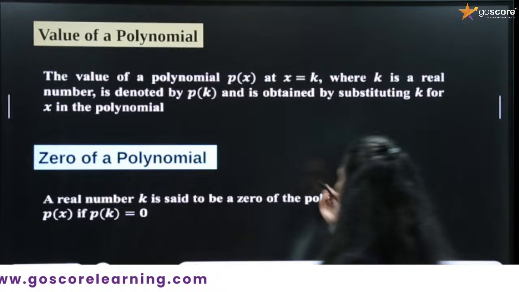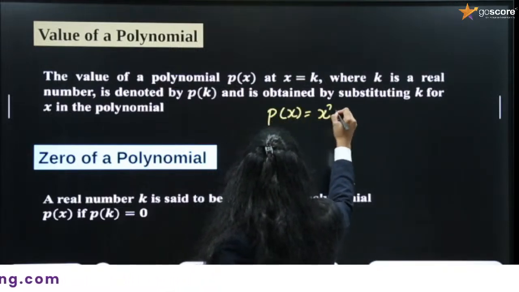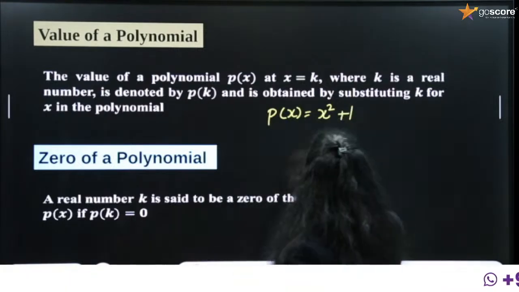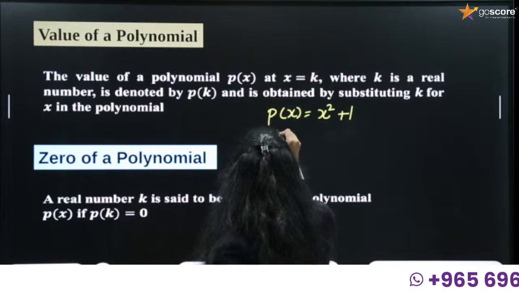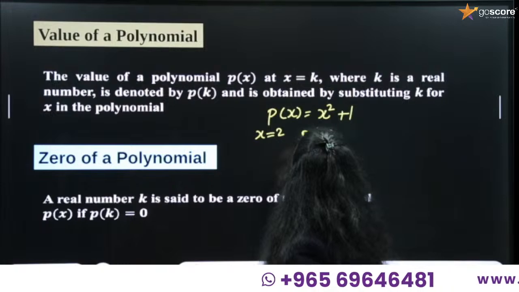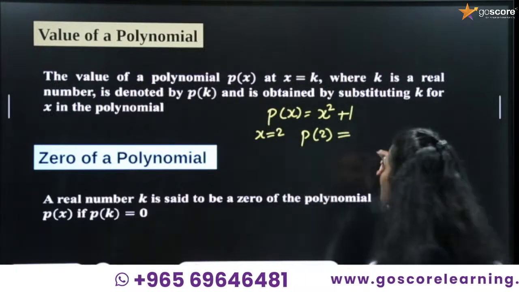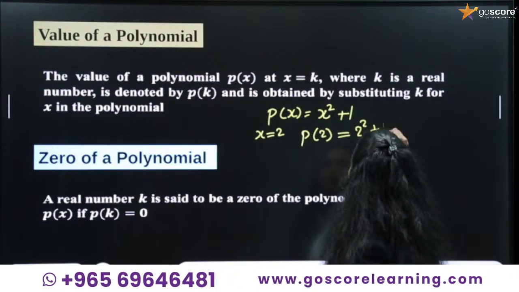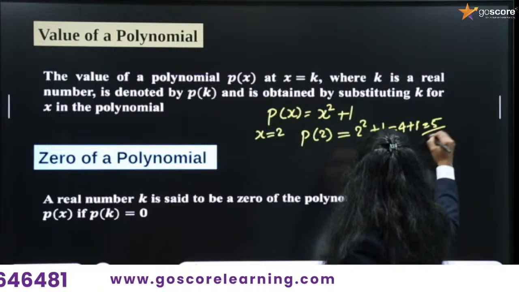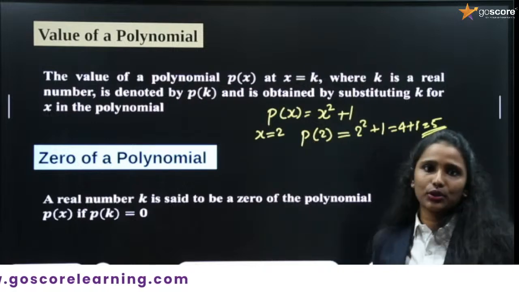Simply, if I take p of x is equal to x square plus 1. Okay, p of x is x square plus 1. Now I want to find the value at x equal to 2. So I will simply write p of 2. That means I have to replace this x with 2. So it is 2 square plus 1, which is equal to 4 plus 1, which is 5. Okay, that is the value of our polynomial x square plus 1 at x equal to 2.